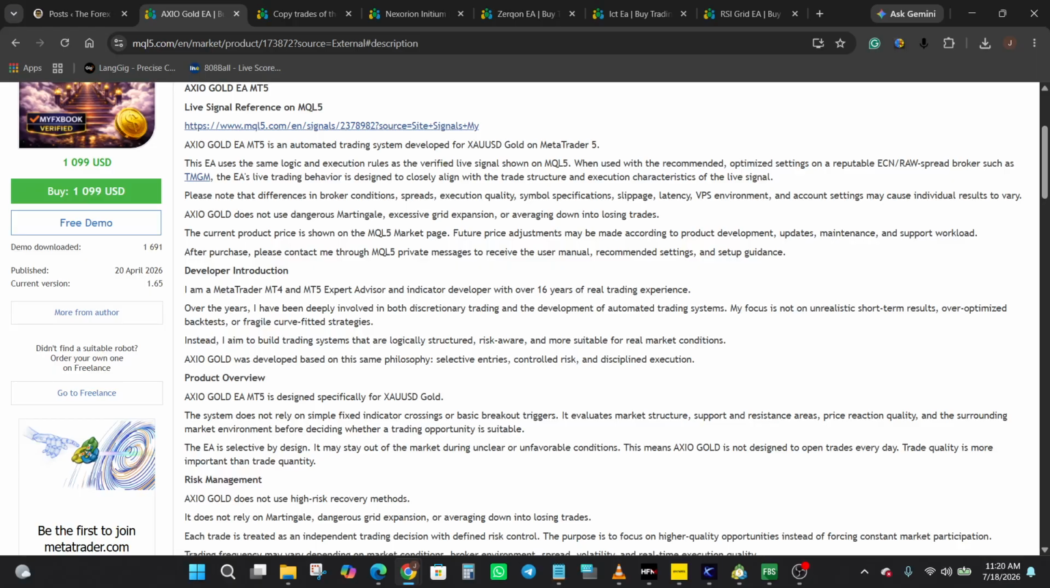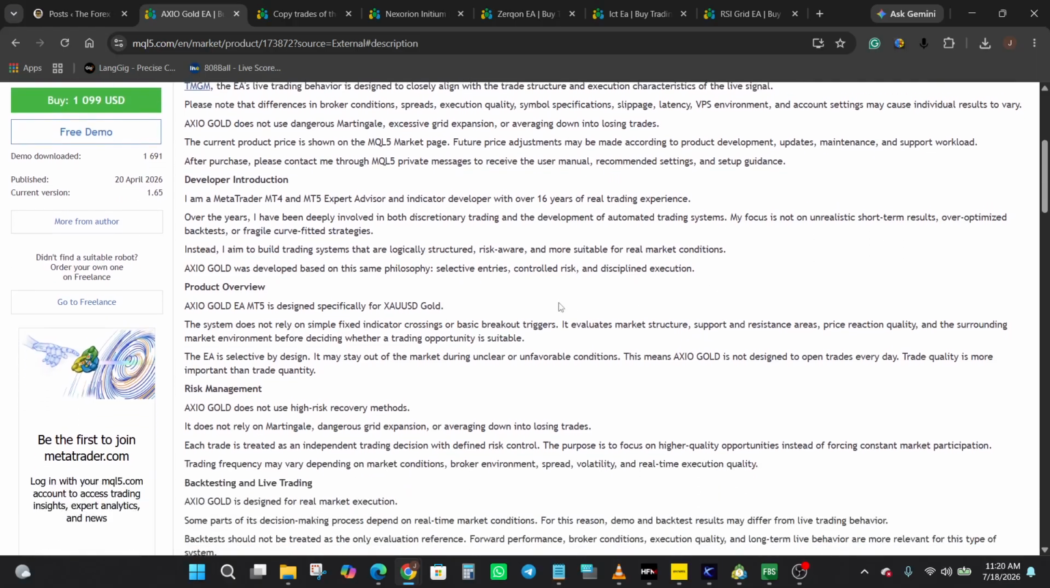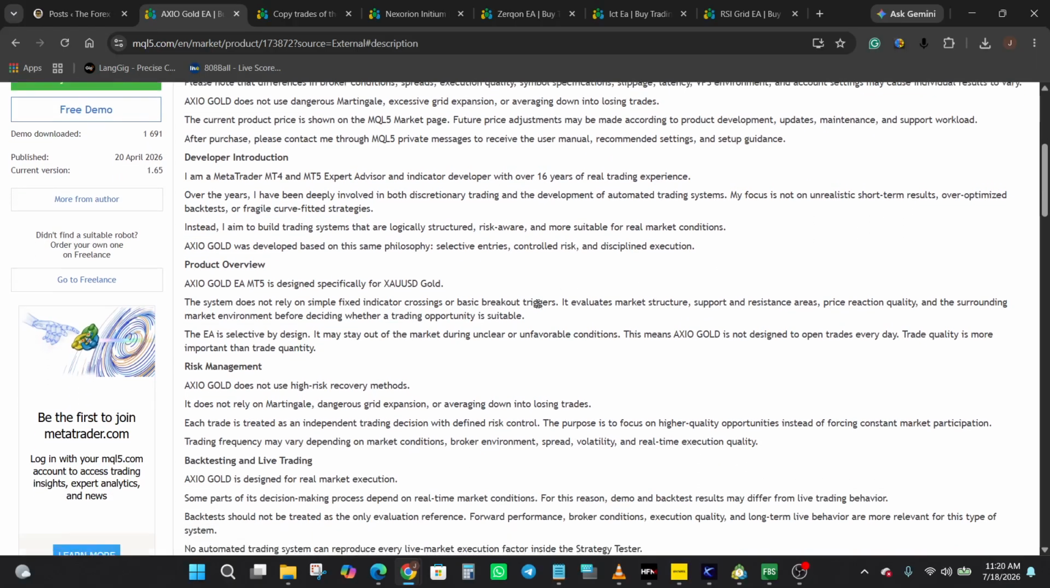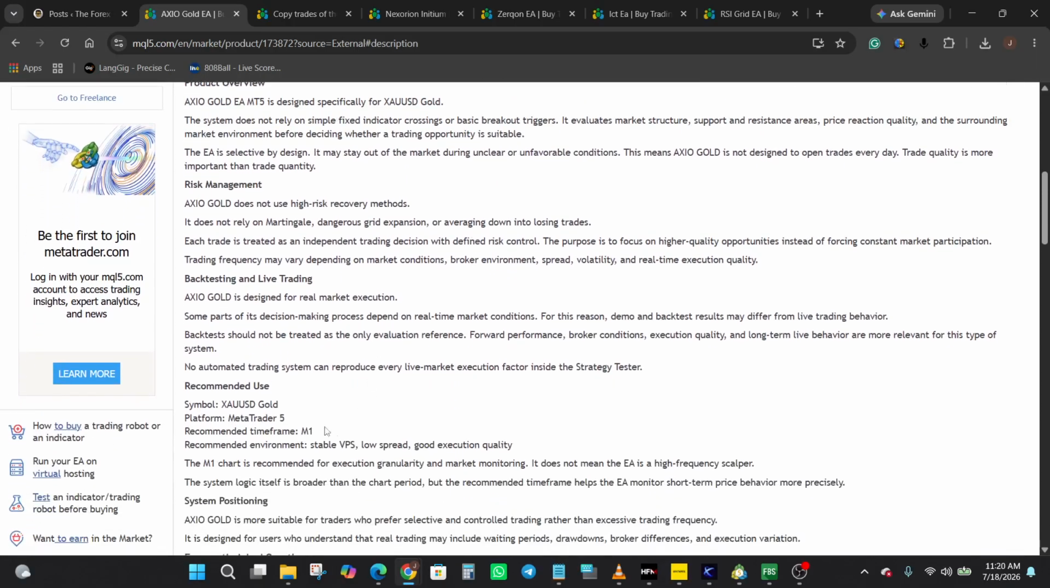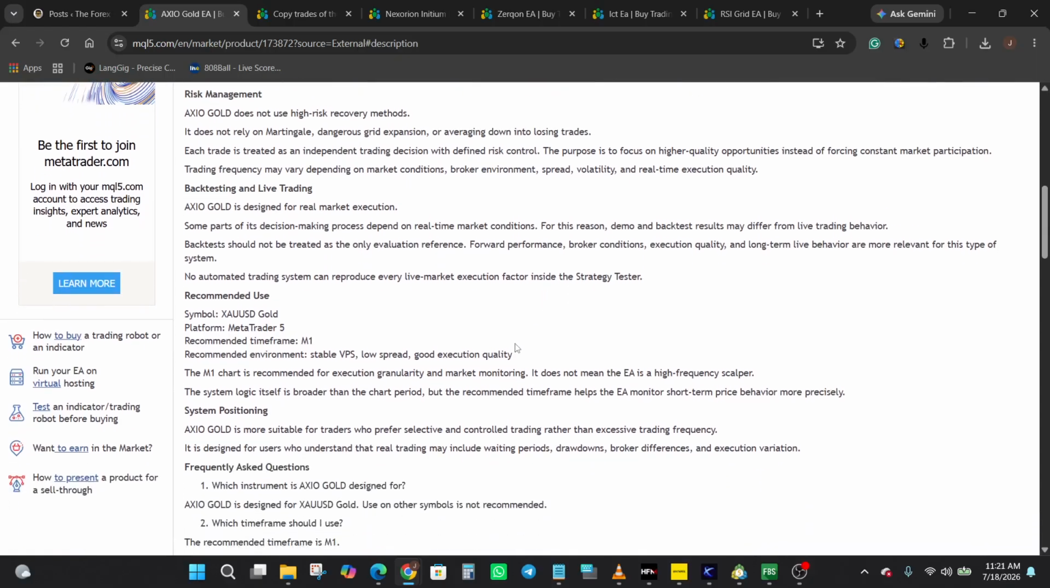Now, it is also built to be selective. We can see that the EA is recommended for a particular time frame. The recommended time frame is M1, mainly for execution precision, not because it is scalping constantly. Okay, so don't expect trades every day. Now let us get into the testing.